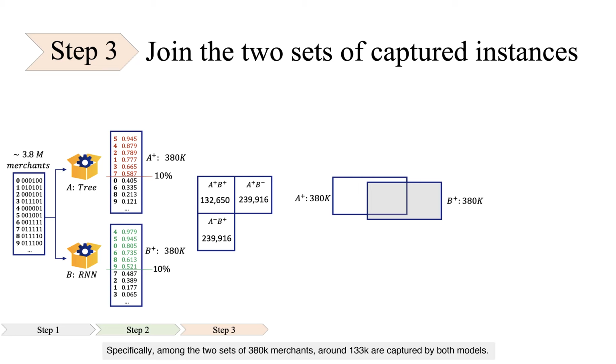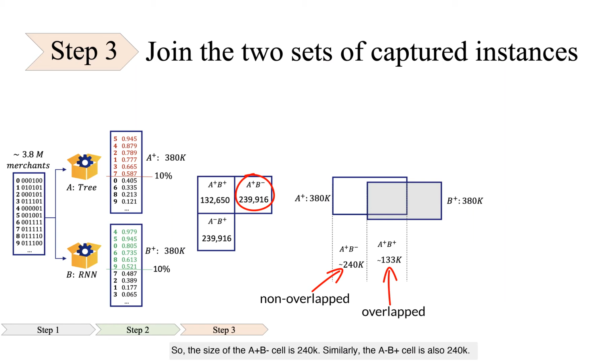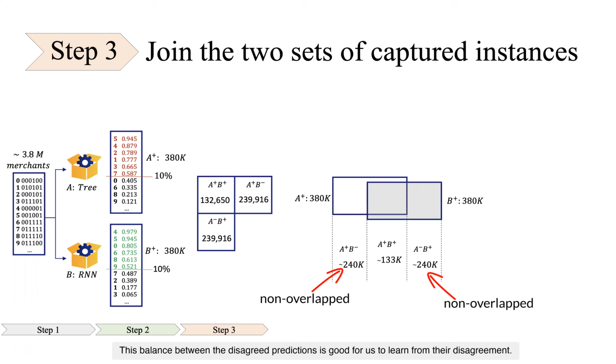Specifically, among the 2 sets of 380K merchants, around 133K are captured by both models. Around 240K are considered as restaurant by model A, but considered as non-restaurant by model B. So the size of the A plus B minus cell is 240K. Similarly, the A minus B plus cell is also 240K. The size of the two non-overlapped regions may not be exactly the same, but should be similar if the two models have similar performance. This balance between the disagreed predictions is good for us to learn from their disagreement.